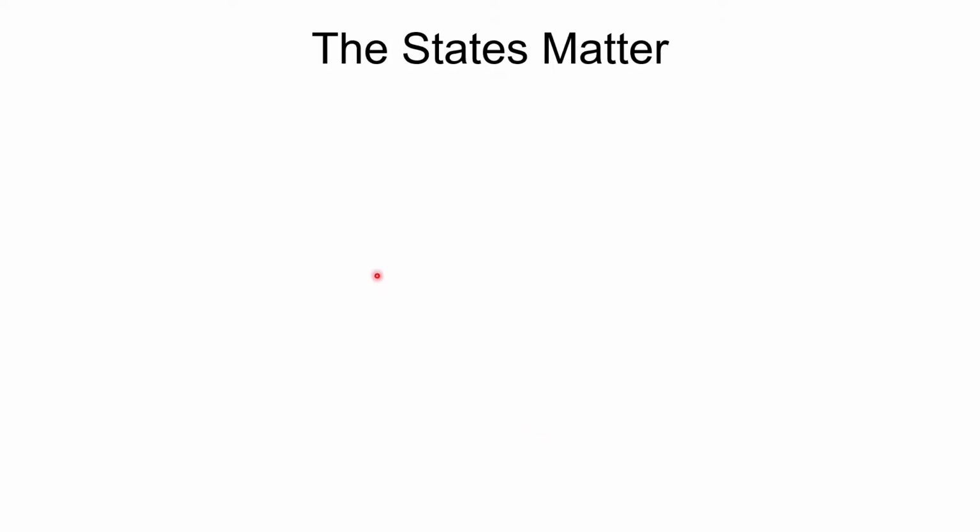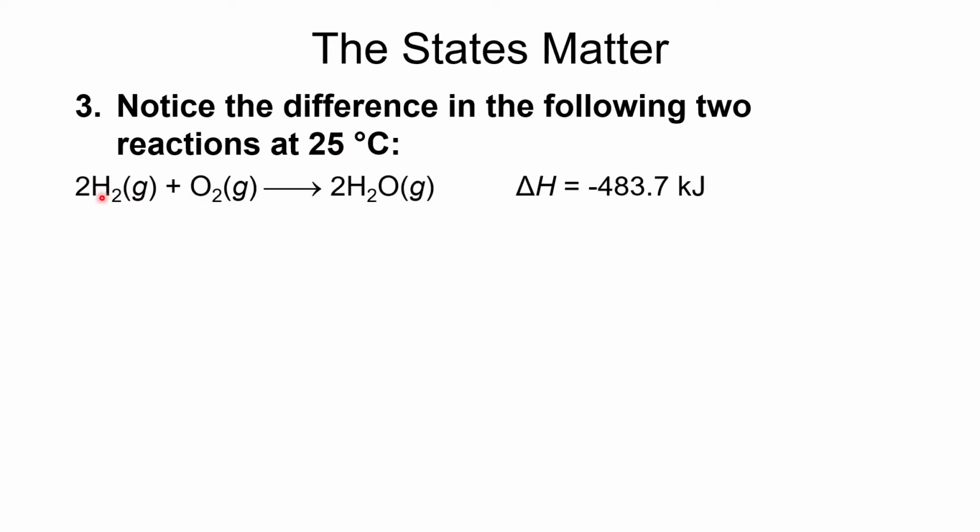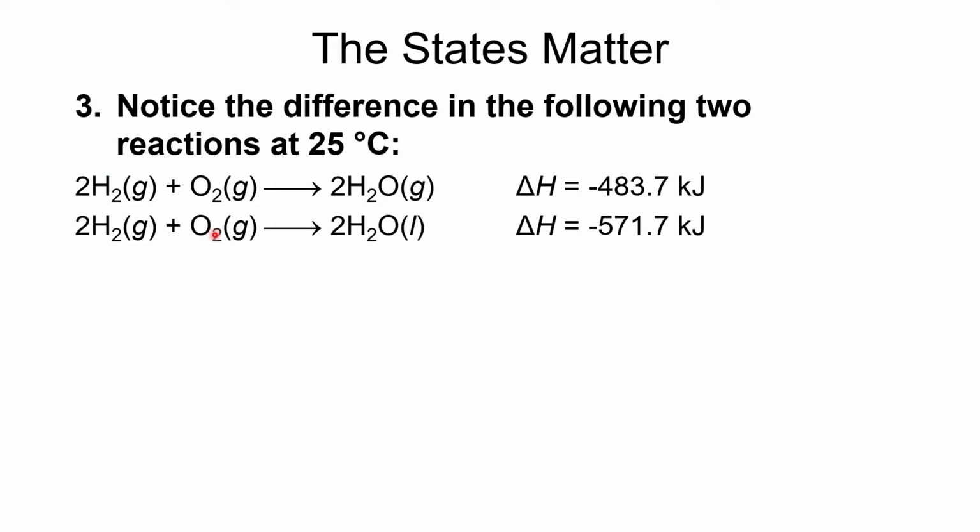All right. Our third factor is about the states, and the states matter. So notice the difference here between these 2 reactions at 25 degrees Celsius. So here we've got hydrogen plus oxygen gives us water vapor. That has a delta H of negative 483.7. And here we've got what looks like the same reaction, but you'll notice the difference is that it says liquid water, and it has a delta H of negative 571.7. Well, that's a difference of 88 kilojoules.